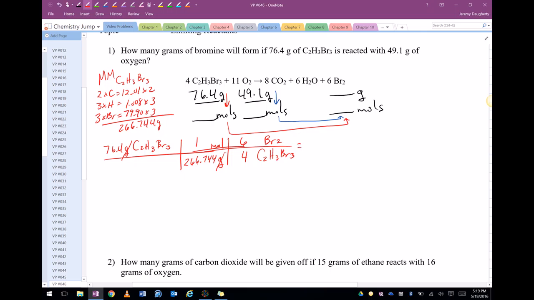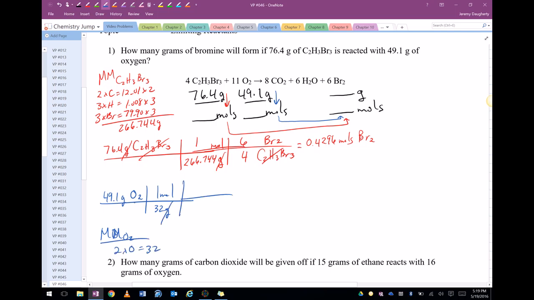So I did all that and my answer ended up being 0.4296, and that's moles of Br2. Okay, moles of bromine. Now I'm going to do the exact same thing with the oxygen. I've got 49.1 grams of oxygen. 1 mole of oxygen weighs 32 grams. I can do that down here. And then that gets me moles of oxygen.